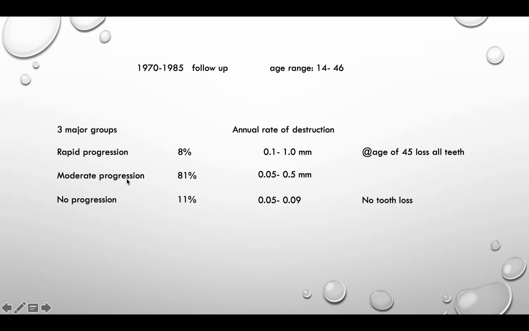The other group, which is the majority, 81%, had moderate progression of the disease. The annual rate of clinical attachment loss was 0.05 to 0.5 millimeter. The no progression group, it means they didn't brush, they didn't floss, they didn't have an actual practice of oral hygiene. However, 11% of these people had no tooth loss during this time, and the annual clinical attachment loss, as you see, is very minimal. It's 0.05 to 0.09.